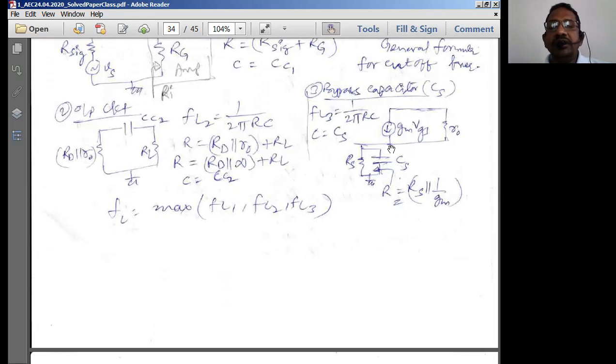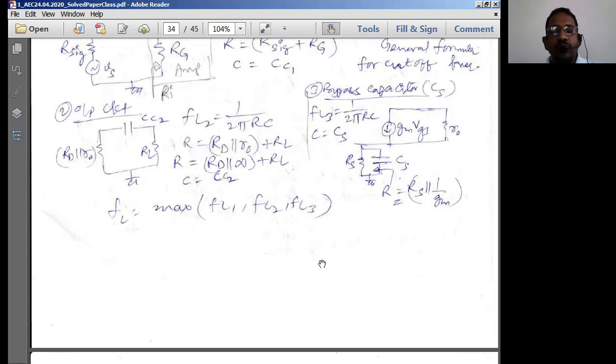In the earlier class, we just directly wrote this particular equation. If you can remember that the equivalent resistance across these 2 points is equal to RS in parallel to 1 by Gm, you can remember and put it. If you cannot remember, try to know the method of solving or arriving at this required equivalent resistance equation. So this is what we discussed in the last class.